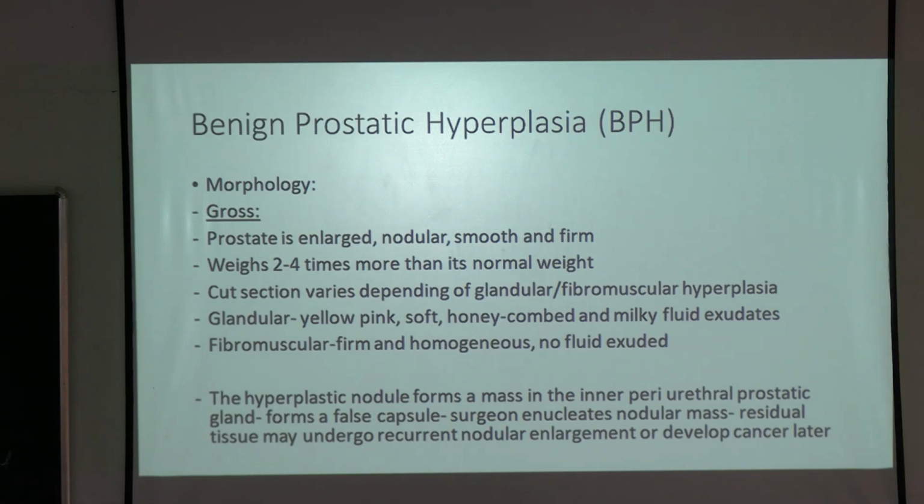Then the cut section varies depending on whether it is glandular hyperplasia or fibromuscular hyperplasia. If it is glandular hyperplasia, the cut section will be yellow-pink, soft, honeycombed, and milky fluid exudates will be seen. And if it is fibromuscular hyperplasia, it will be firm, homogeneous and there will be no exudates, okay? Now the hyperplastic nodule forms a mass in the inner periurethral prostatic gland which forms a capsule, and seeing this capsule it is possible for the surgeon to resect the prostate, okay?